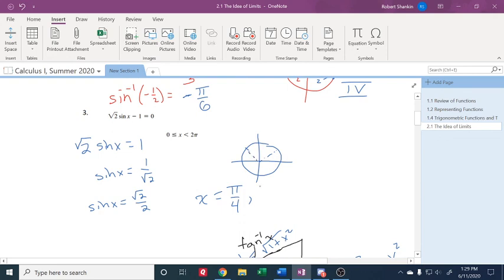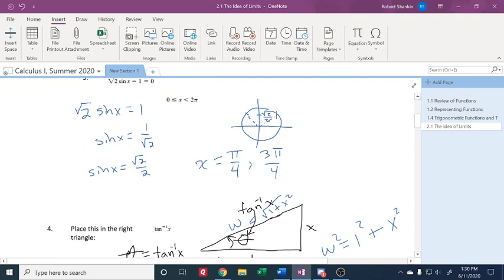There's the other angle, and that's 3 pi over 4. Correct, 3 pi over 4. Both of them have the same height right here, which is square root of 2 over 2. Okay, so that's how we get our two answers when we solve trig equations.